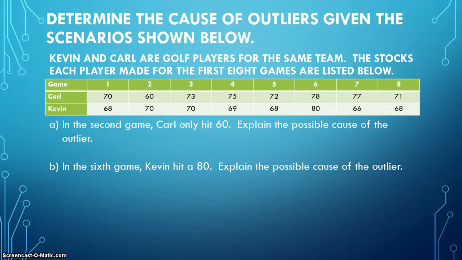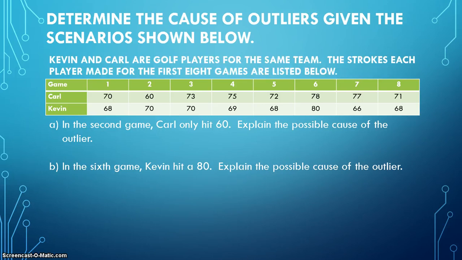Now, to show you what I mean, I'm going to show you this problem right here and go over it together. This problem says, determine the cause of an outlier given the scenario shown below. Kevin and Carl are golf players for the same team. The strokes each player made for the first 8 games are listed below. That should be strokes, I've got to correct that. So hold on. All right, there we go, it's fixed.